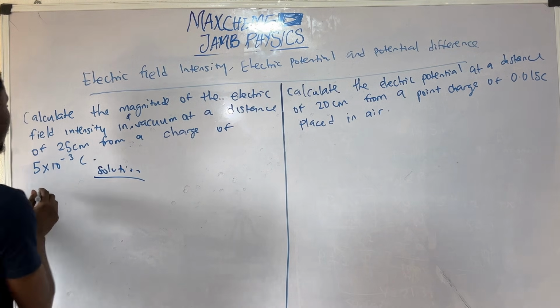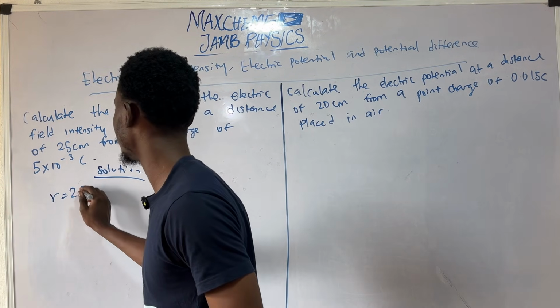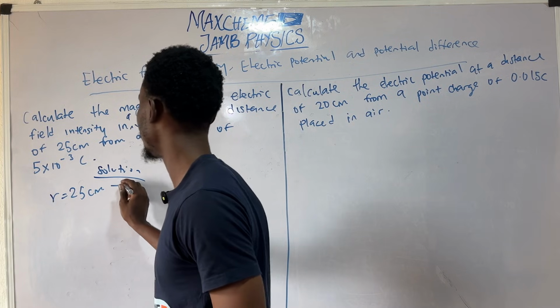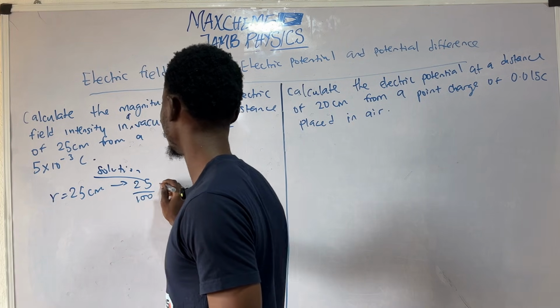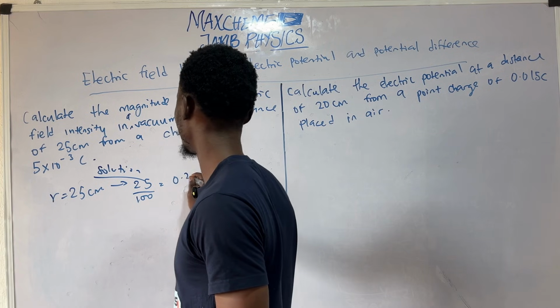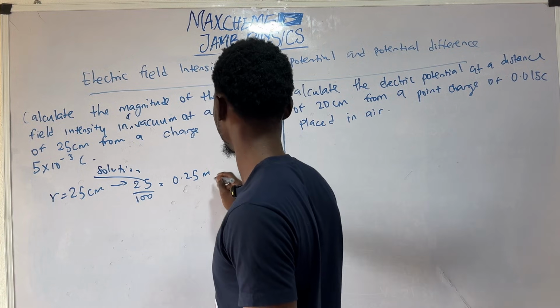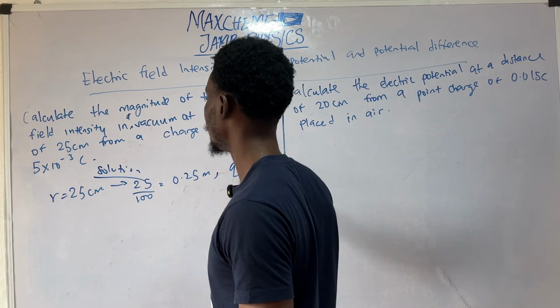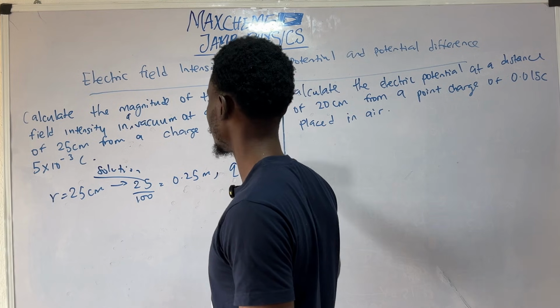Writing out our parameters, we have the distance r to be 25 centimeter. Converting this to meter would be dividing 25 by 100. That would give 0.25 meter. From a charge of, so the charge Q is equal to 5 times 10 to the power minus 3 coulomb.